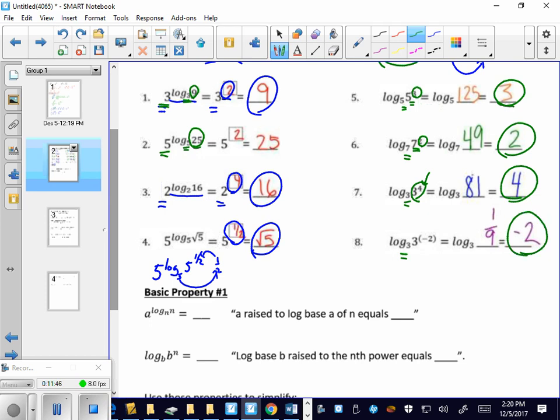Okay, you can go through the middle steps if you really want to, but ultimately that's what you're looking for. Are the bases the same? If the bases are the same, you're looking for the exponent or the argument, depending on which one it is. So hopefully you guys can see that.